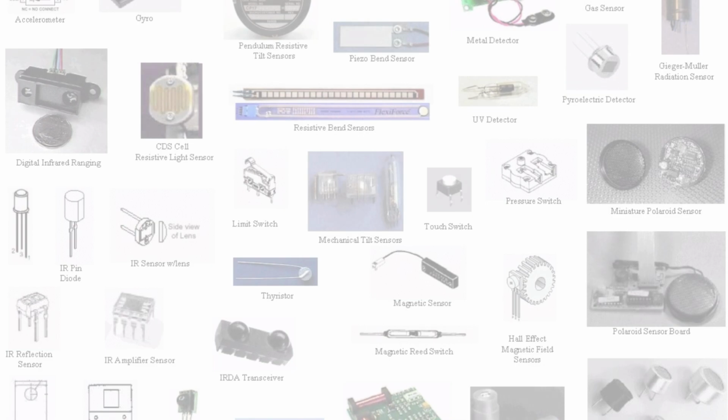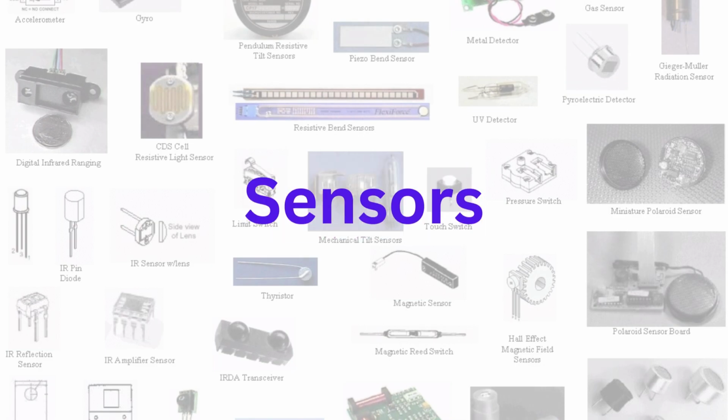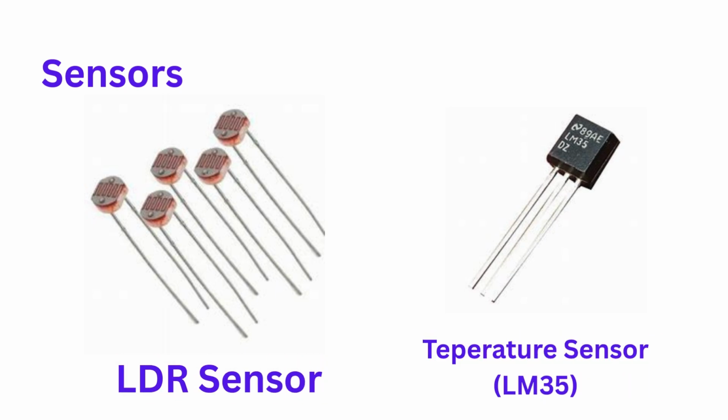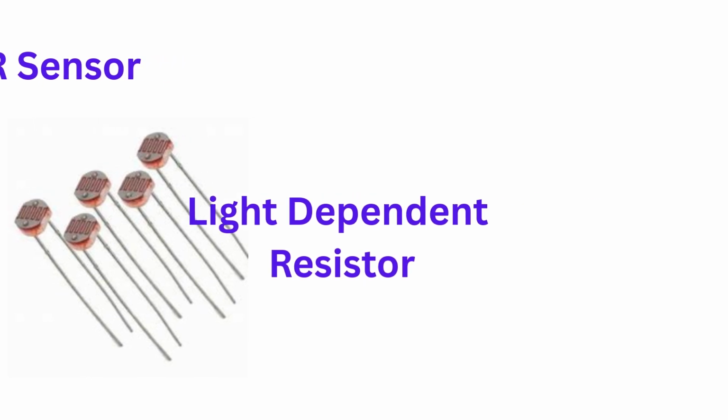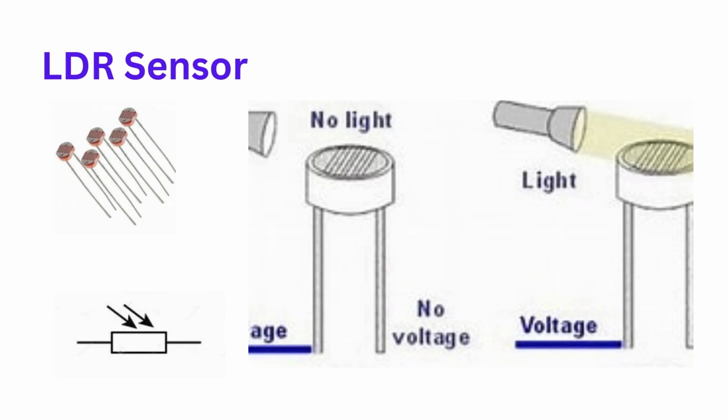Now, let's look at smart inputs: sensors. Sensors detect changes in the environment and turn them into electrical signals. Let's talk about two simple ones, the LDR and the temperature sensor. LDR stands for light dependent resistor. It changes its resistance based on the light levels. In bright light, resistance drops. In darkness, it increases. You can use this to turn on lights automatically at night.